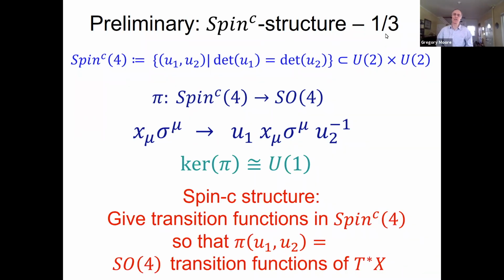So by definition, to give a spin C structure is to give transition functions on your manifold valued in spin C of four, so that if you apply this homomorphism, you get the SO4 transition functions of the cotangent bundle.